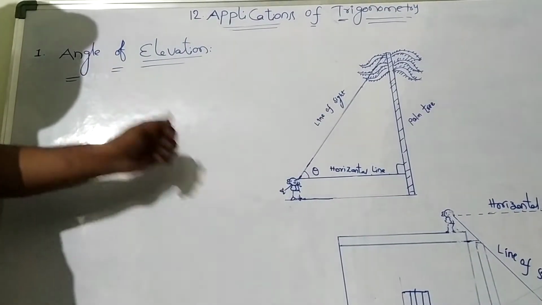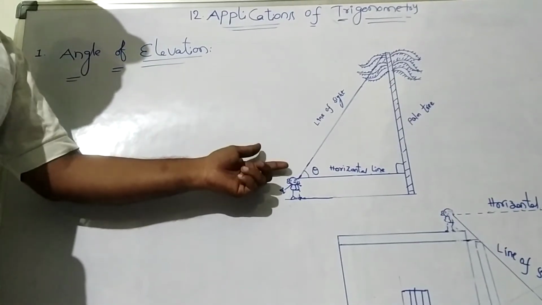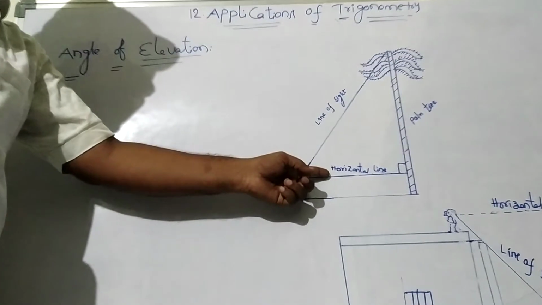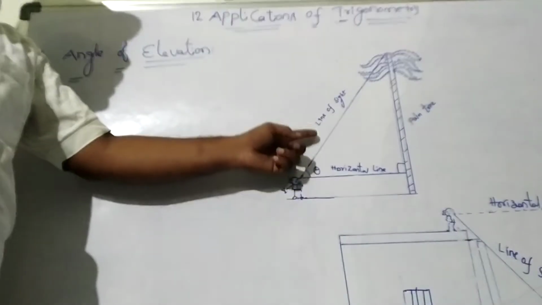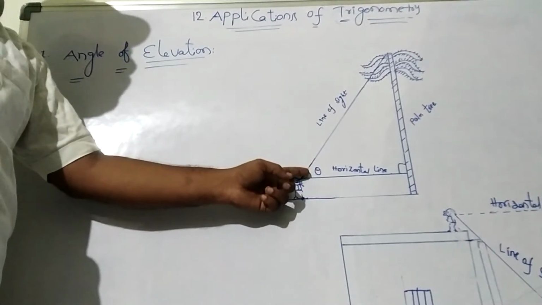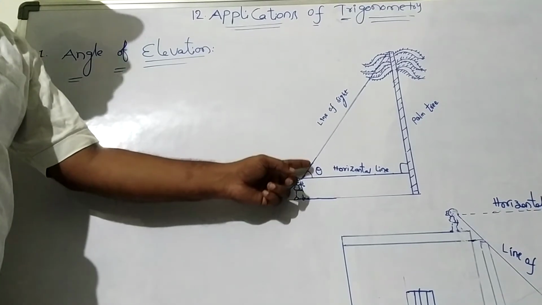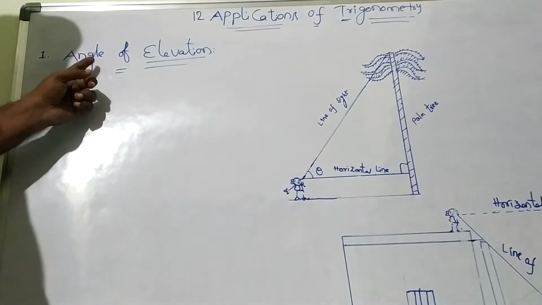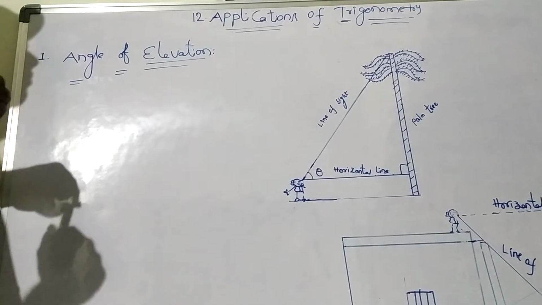Okay, so angle of elevation means, in this case, the line of sight is above the horizontal line. In this case, the angle between the horizontal line and line of sight is called the angle of elevation. So definition, once observe here.